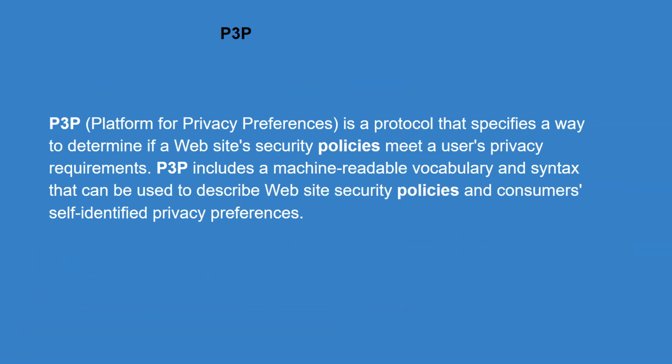P3P, Platform for Privacy Preferences, is a protocol that describes a way to determine if a website's security policies meet a user's privacy requirements. P3P includes a machine-readable vocabulary and syntax that can be used to describe website security policies and consumer self-identified privacy preferences.